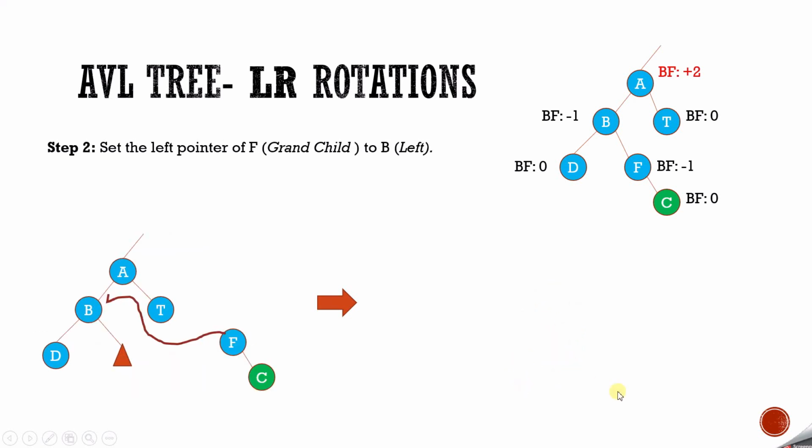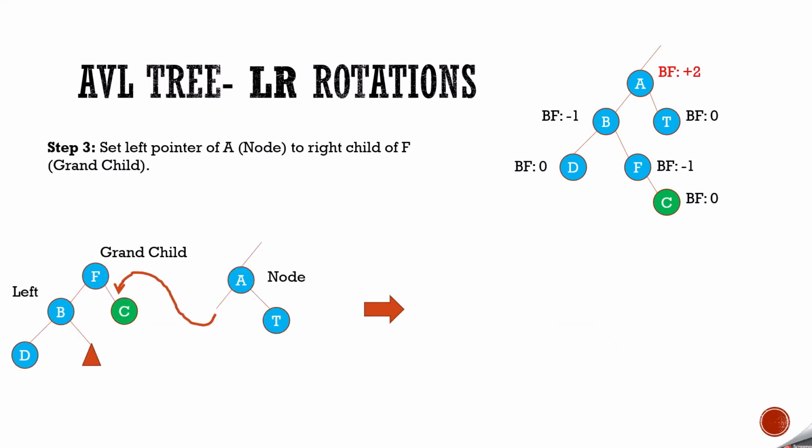Now in the next step, as I have said, F will start pointing to B, because F is supposed to be the new root of that particular subtree after balancing. So it will look like this. F will now start pointing to B as a left child, and C will remain in exactly the same position of F, and then let's see what happens in the next step.